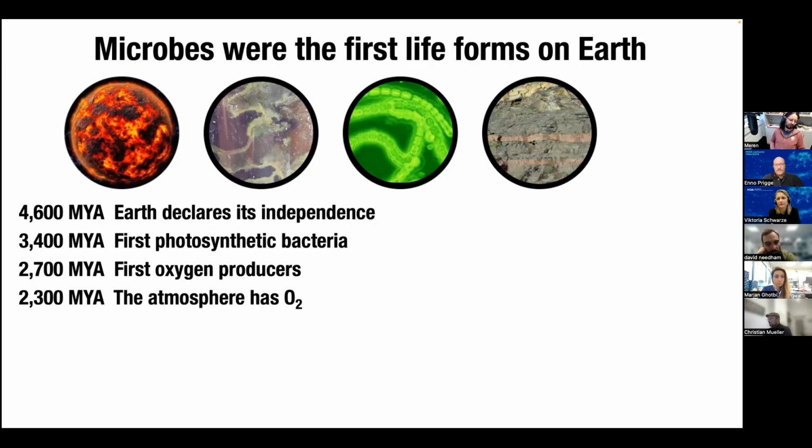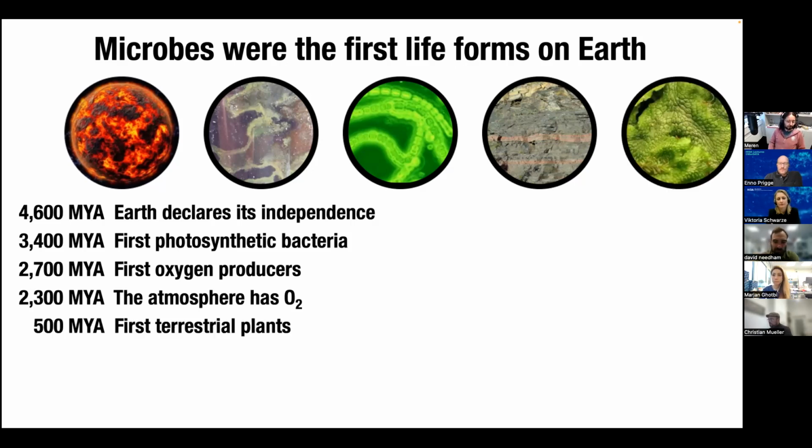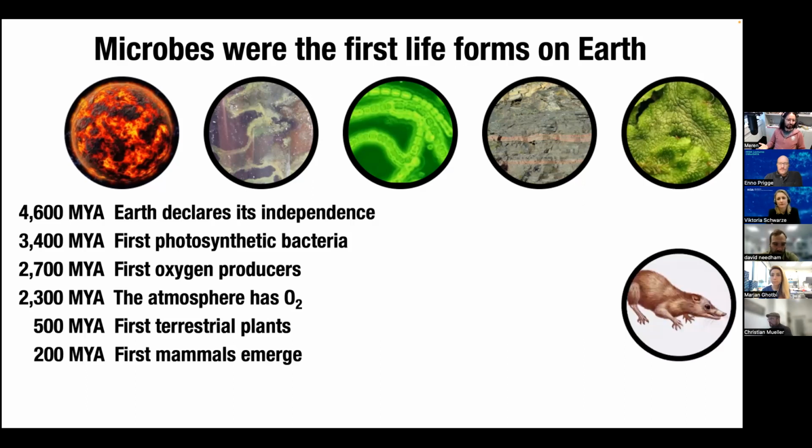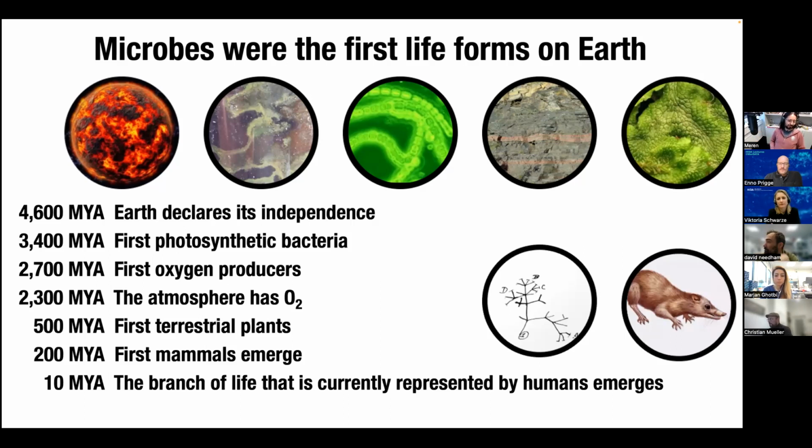This is an event that played a fundamental role in shaping the diversity of life on Earth, because with the availability of oxygen, more energy-demanding forms of life could emerge, because now the oxidation of organic matter to generate energy, the form of respiration we all on this call also depend upon, was now possible. And finally, 500 million years ago, the first terrestrial plants emerged, and 300 million after that, the first mammals emerged. Only 10 million years ago, the branch of life that includes us started to take shape.